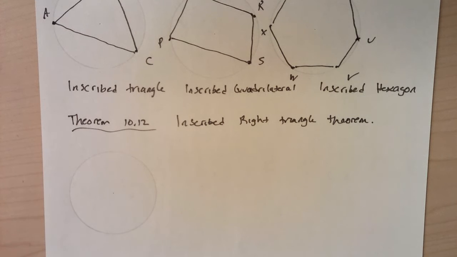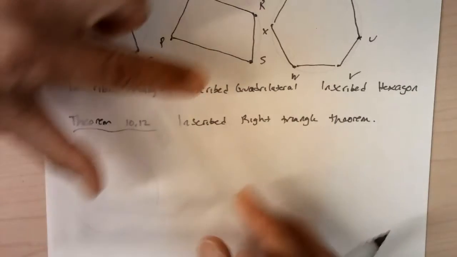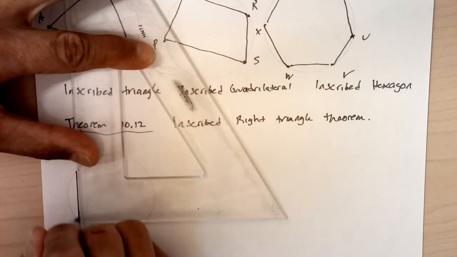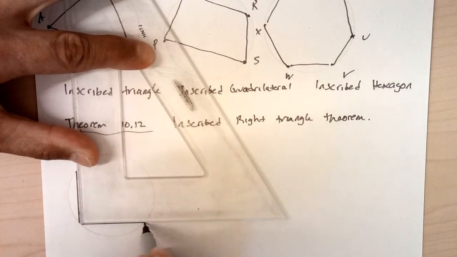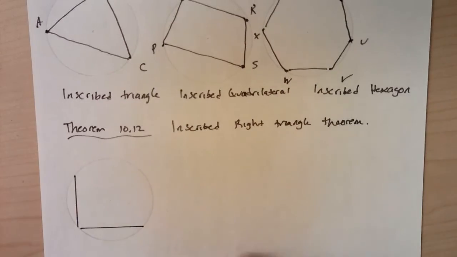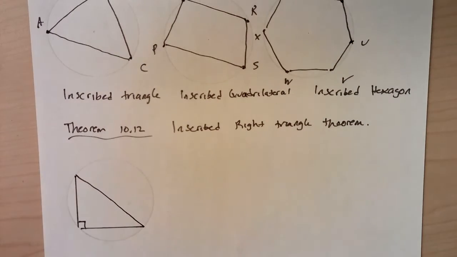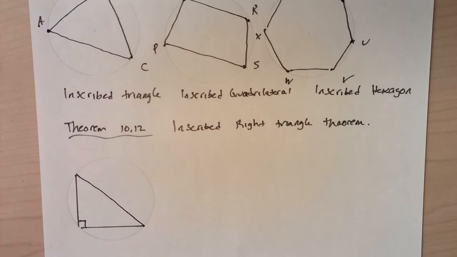So with your inscribed polygons, that leads to the inscribed right triangle theorem, theorem 10.12. The inscribed right triangle theorem states, if you have a right triangle, like I'm about to draw right now, there's my right angle, that's inscribed in a circle. So there's the third side. If this is a right triangle, then the side opposite the right angle, the hypotenuse, has to be a diameter of the circle.